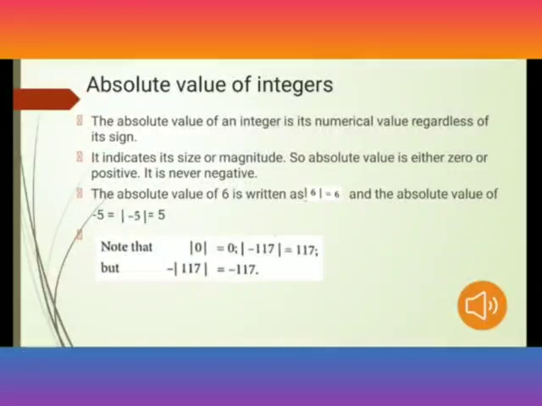It is never negative. The absolute value of 6 is written as, you can see here, |6| equals 6, and the absolute value of minus 5 will be 5. You can see it in the example and you can see how it can be expressed.